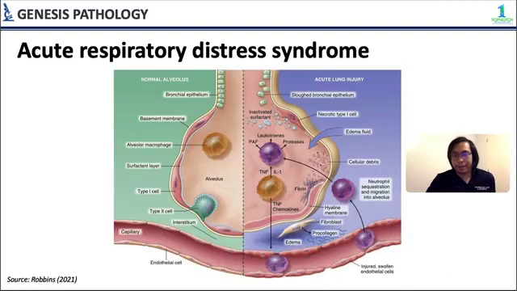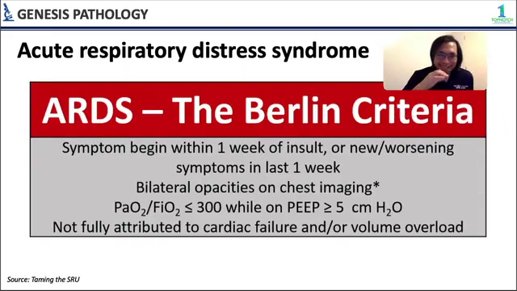Okay, excuse me. So, this is a diagram from Robbins of your acute respiratory distress syndrome in acute lung injury. So, maganda siya basahin, although nilagay ko lang siya kasi makulay siya. So, ARDS. We have a criteria for ARDS. This is known as your Berlin criteria.